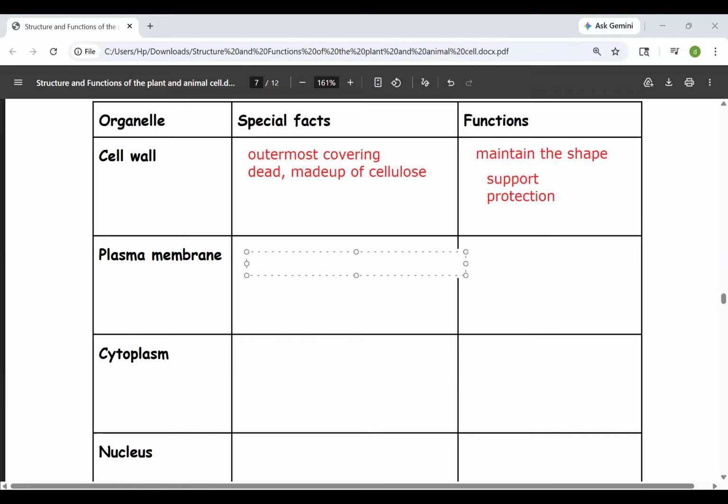Then we'll move to the plasma membrane or the cell membrane. Plasma membrane, the cell membrane, the same, right? We'll read: plasma membrane is present interior to the cell wall of the plant cells. When we consider the plant cell, that is interior to the cell wall. But when we consider the animal cell, that is the outer cover, right? You know that. Outer cover, plasma membrane.